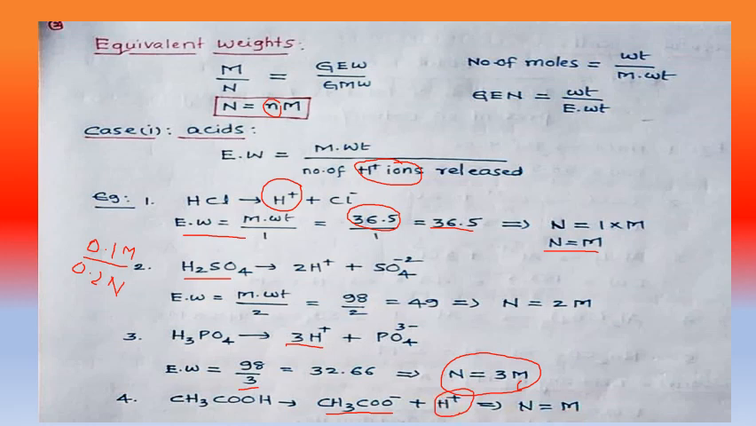Clear students? I hope you have understood all the molecules or examples I have discussed now. These are very important for your exams. Most of the times you will get HCl, H2SO4, H3PO4, CH3COOH. These are the important acids, so to say.